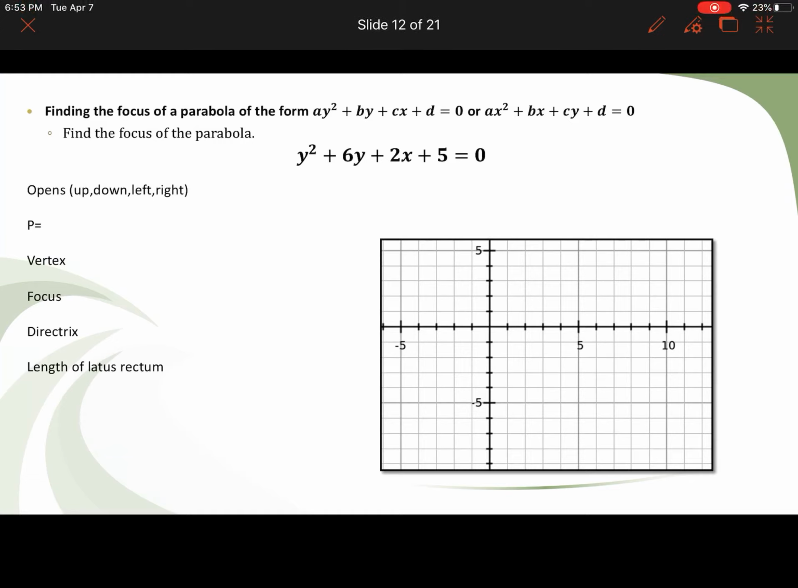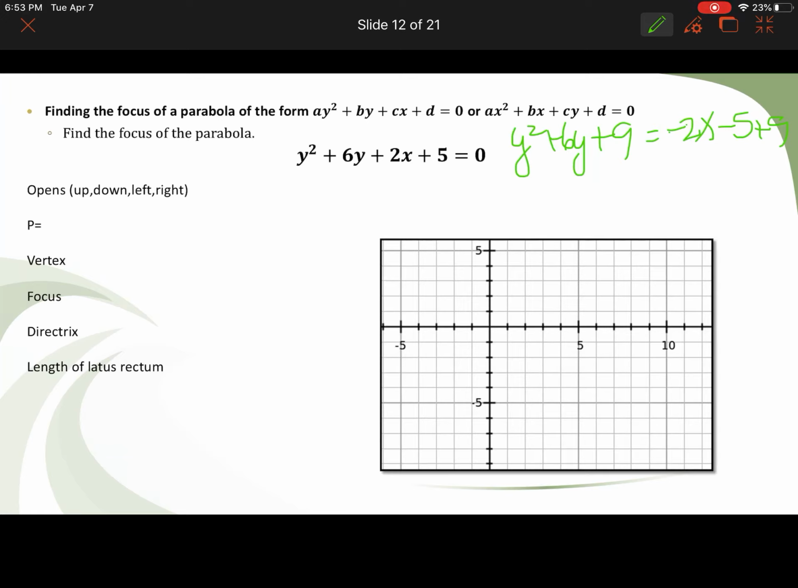Okay, so we're going to complete the square. We have y squared plus 6y, and I got negative 2x minus 5. So I know I did way too many examples with a 6 for completing the square, but so it's going to be a 9, and I'll add 9 to this side.